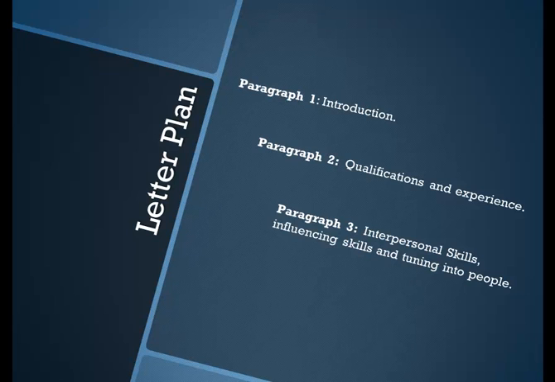Paragraph 3, talk about your interpersonal skills, your ability to influence others and tune into people. You need to demonstrate not just your interpersonal skills, but your communication skills there as well. Your ability to get along with others, teamwork, team leadership, that kind of thing. Your final paragraph should be your conclusion. Not just about why you're a good candidate for the job, but why you want the job.